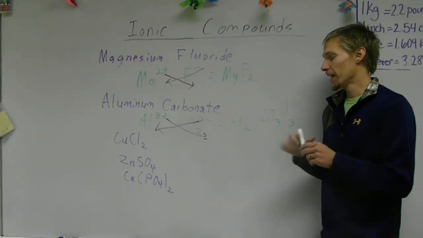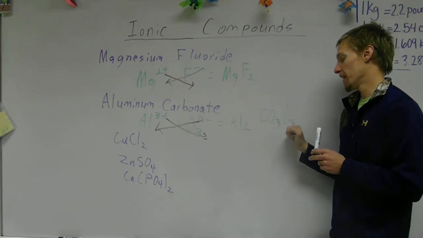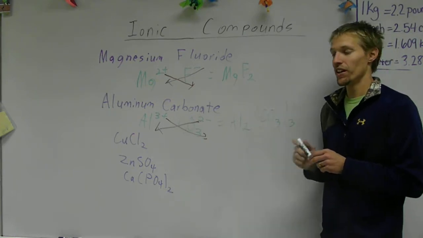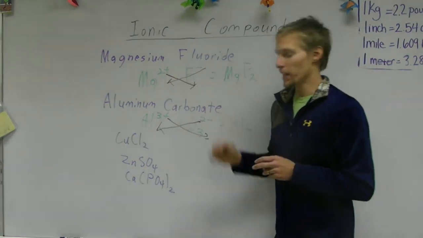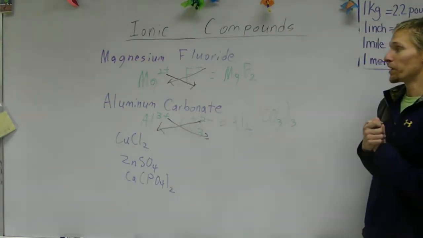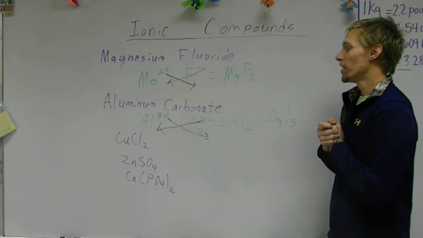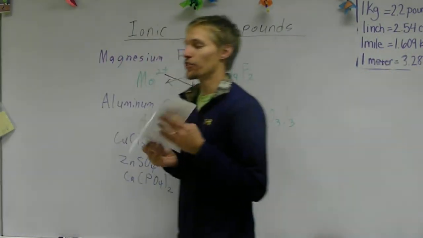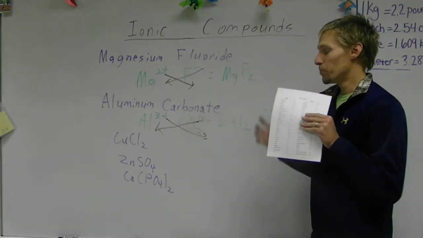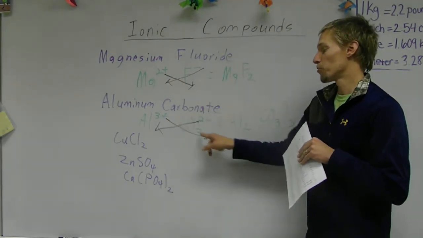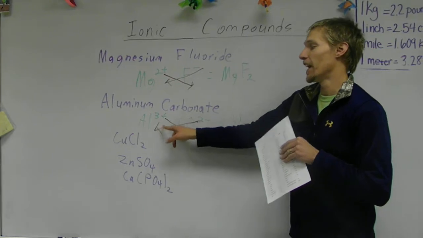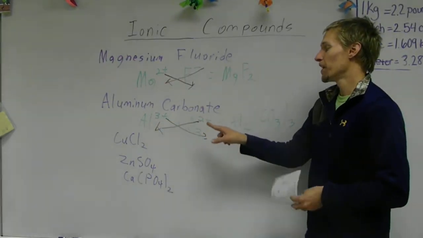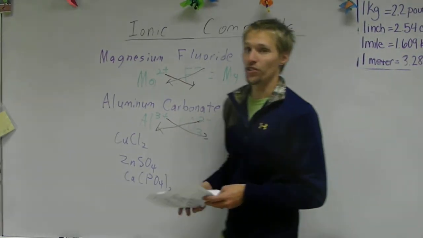So you end up with Al2(CO3)3, with a 3 subscript, meaning you have 3 CO3s. So that's aluminum carbonate. Make sure when you write your chemical formulas, you use that ion chart to help you out. Then when you cross the charge to the bottom of the other ion, the aluminum's 3 goes to carbonate, and the carbonate's 2 goes down to your aluminum.